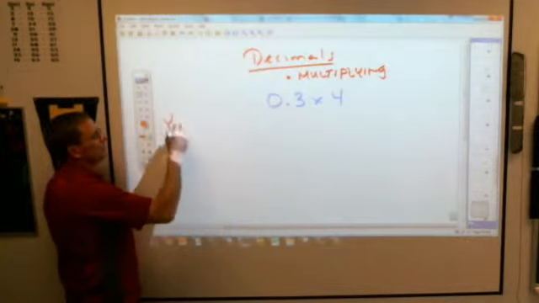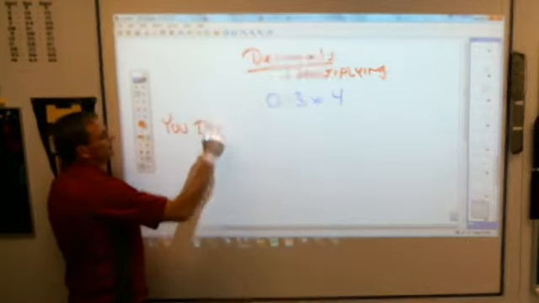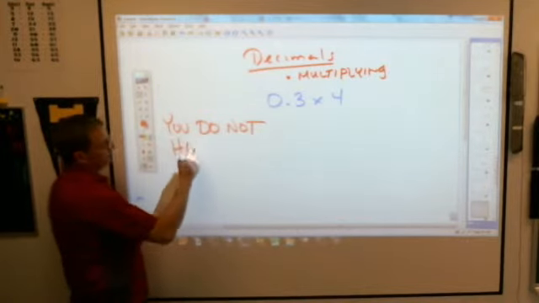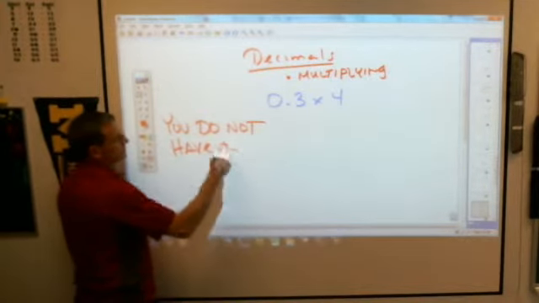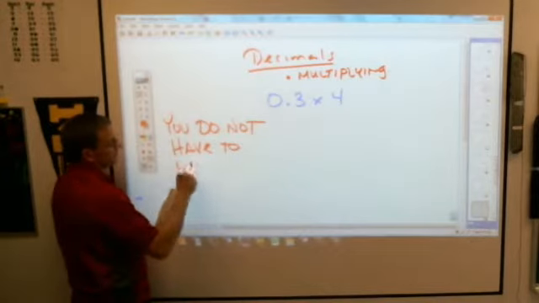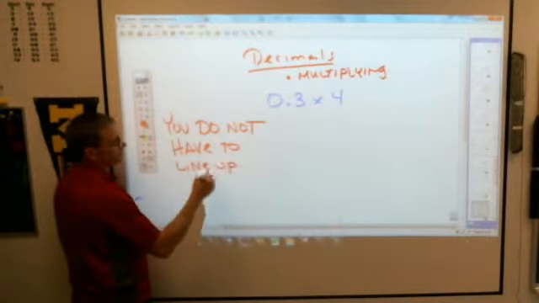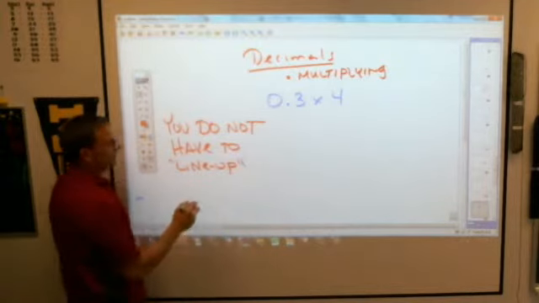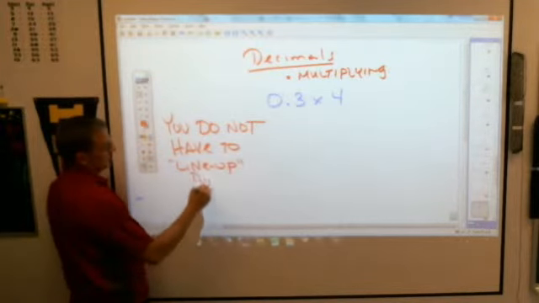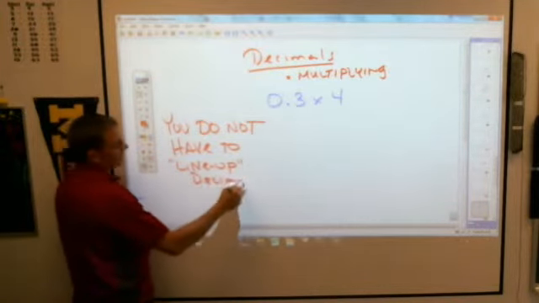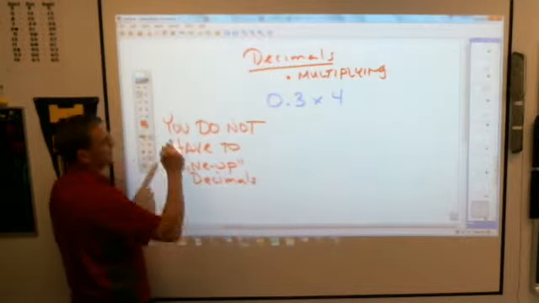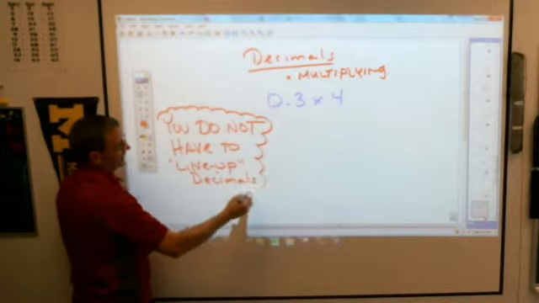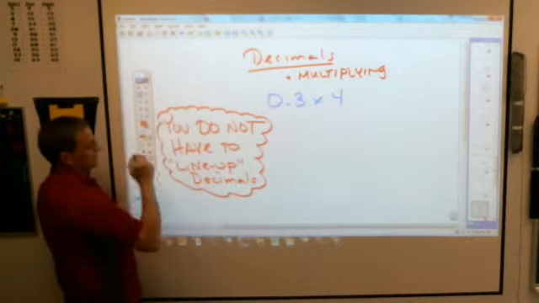You do not have to line up the decimals. Now, will it work if you do? Yes, but it makes it way more confusing. It is with adding and subtracting that you line up the decimals. With multiplying, you do not have to line up decimals.